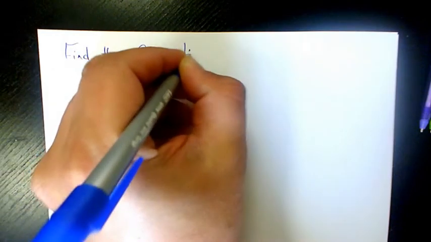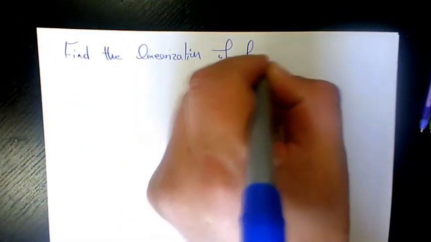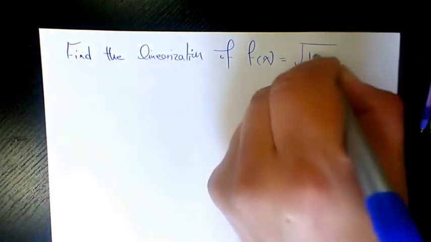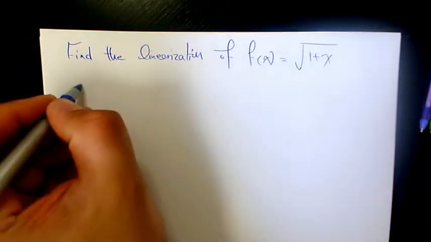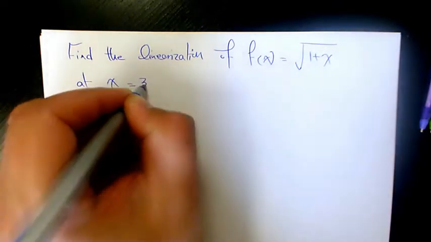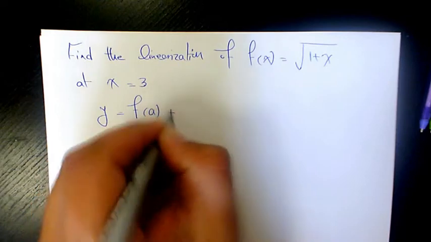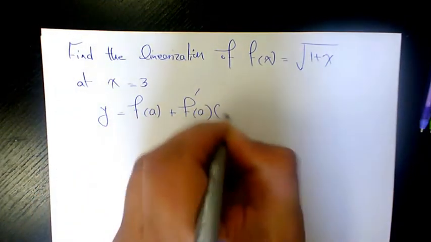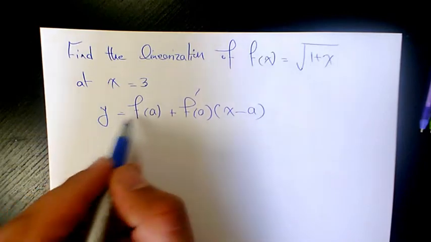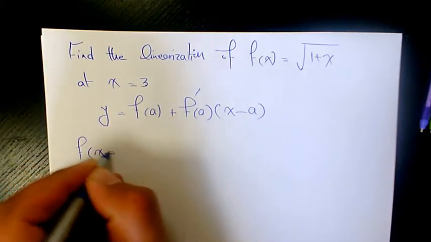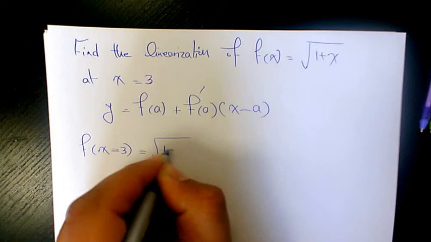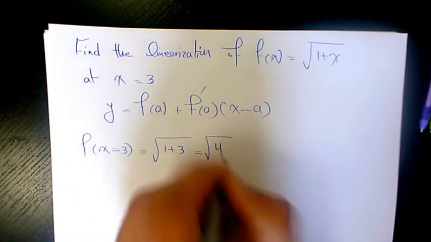Now we need to find the linearization of f of x, the same function but at a different point: square root of 1 plus x at x equals 3. So again, I'm going to use the same formula, y equals f of a plus f prime a times x minus a. So f of 3 is going to be square root of 1 plus 3, which is square root of 4, and that's going to be 2.